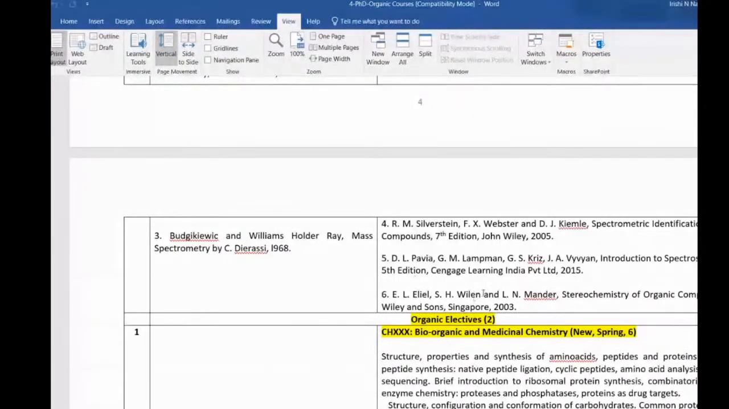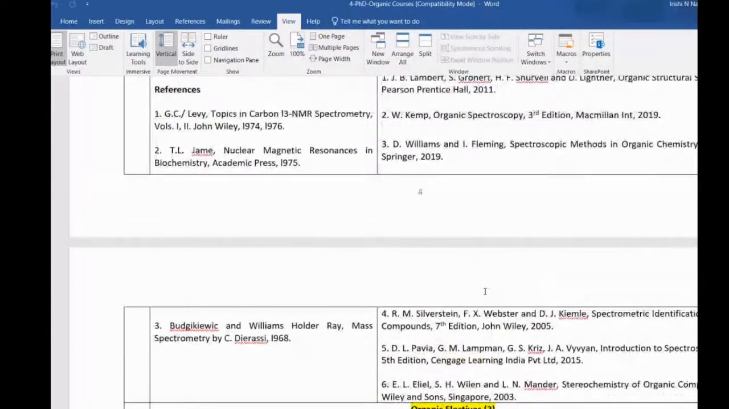And then Lee is not relevant to the NMR. It is for ORD and CD. And also many general organic chemistry books will have a lot of information on NMR, as Prof. Anil Kumar said, Morrison and Boyd. Even Boyd has a lot of practical organic chemistry books.